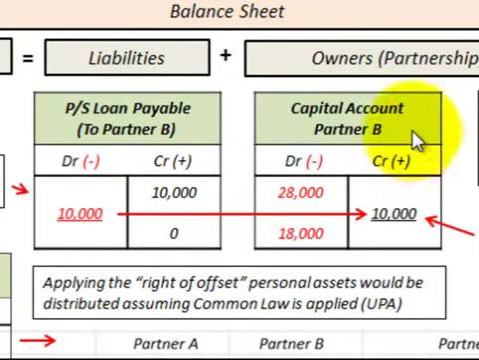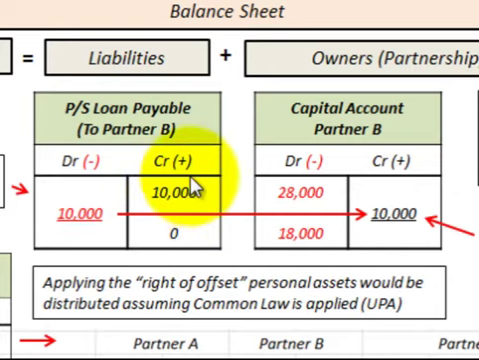So first let's look at our right of offset and what we're talking about here. We have a capital account for partner B, and he has a deficit amount of $28,000 in the capital account. And the partnership has a loan payable to partner B. Partner B has made a loan to the partnership for $10,000. So partner B is due $10,000 from the partnership on this loan.